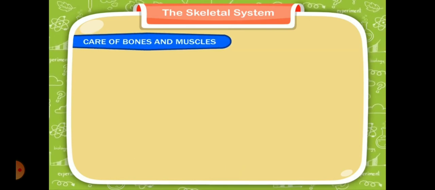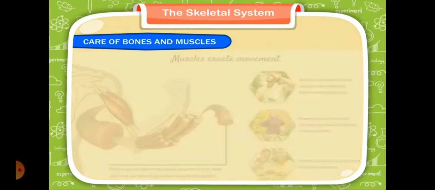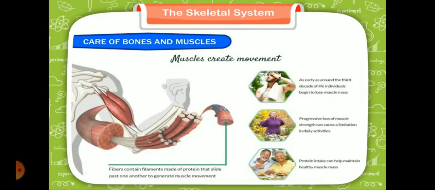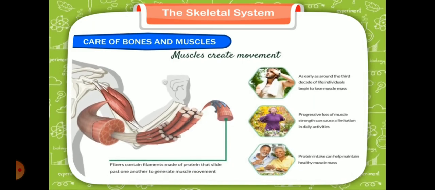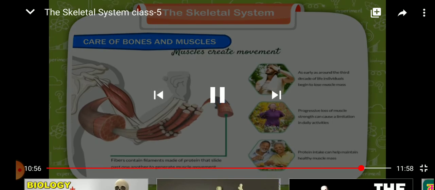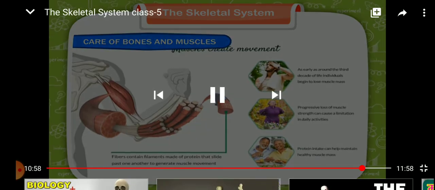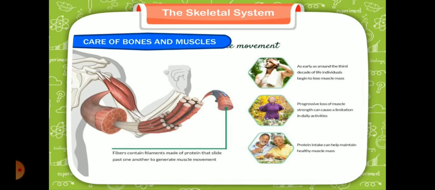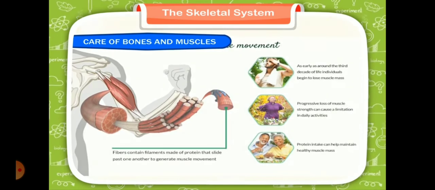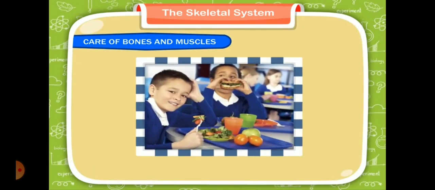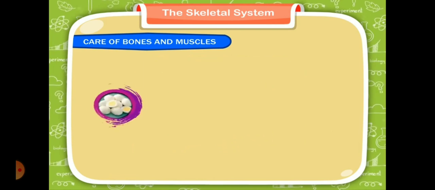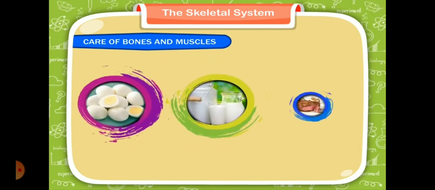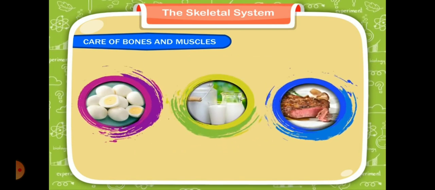Care of bones and muscles. Now you can easily understand the importance of bones and muscles in our body. They are responsible for movement in our body. We must keep our bones and muscles in good shape for a healthy life. We should consume calcium and protein-rich food items such as egg, milk, meat, etc. for healthy bones and muscles.